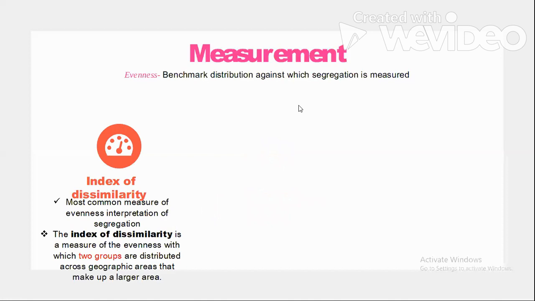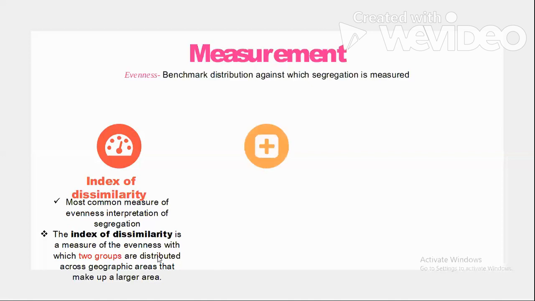Now what is this? It is the most common measure of evenness or interpretation of segregation. And what is its definition? It is a measure of the evenness with which two groups are distributed across a geographical area that makes up a larger area. Go through this definition once more. I will make you understand this through some examples.